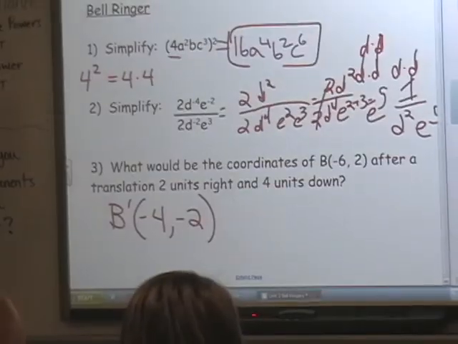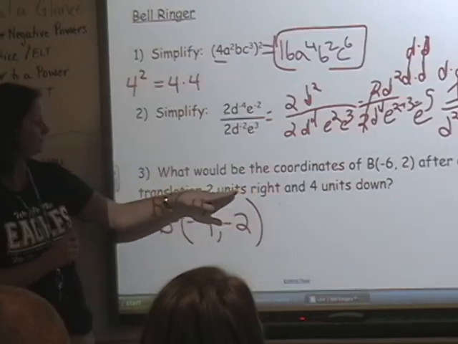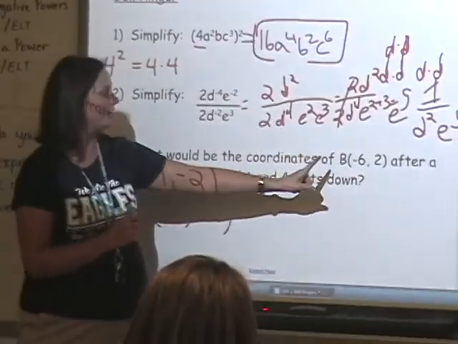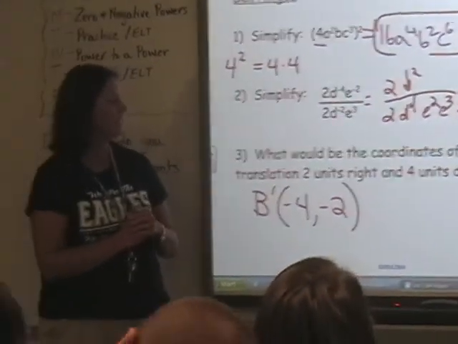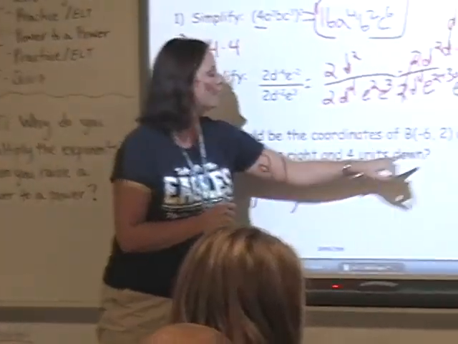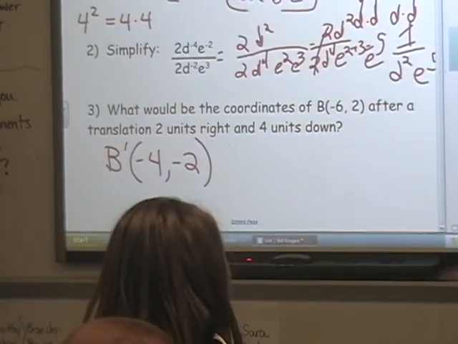I got Philip's answer. -4 and -2 for each prime. So translation's 2 units right. What does that mean I do? You go over, you add them. I add 2 to which value? The x. So -6 plus 2 is -4. Okay. And then for the y coordinate, 4 units down would be -2.